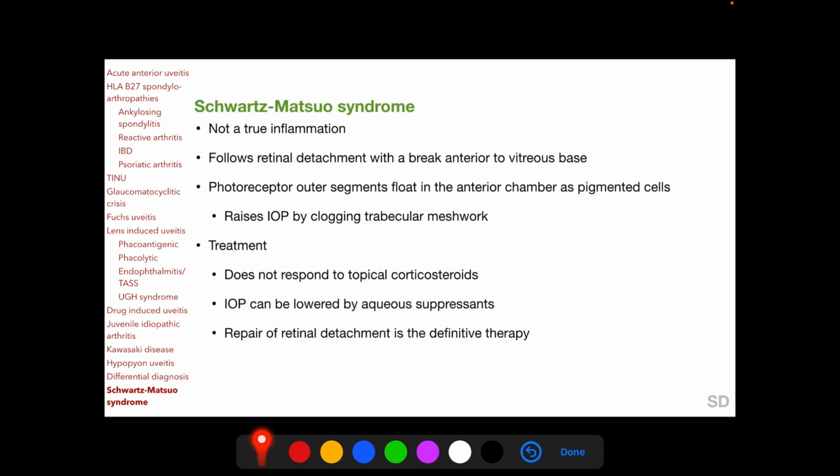Schwartz-Matsuo syndrome is not a true inflammation, and it follows retinal detachment with a break anterior to the vitreous base. Dislodged photoreceptor outer segments leak through the retinal break, migrate to the anterior chamber, and float in the anterior chamber as pigmented cells, and they raise the intraocular pressure by clogging the trabecular meshwork. Schwartz-Matsuo syndrome, being non-inflammatory, does not respond to topical steroids. Intraocular pressure can be lowered by aqueous suppressants, but repair of the retinal detachment is the definitive therapy.